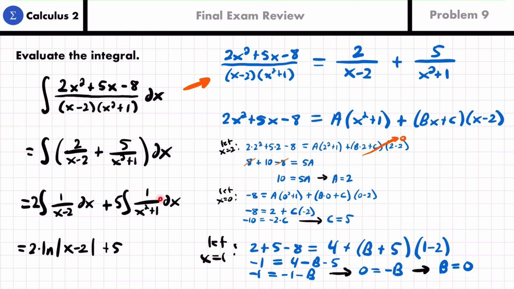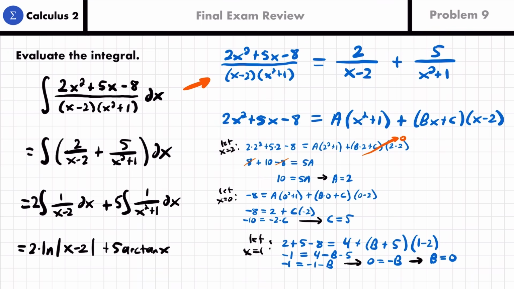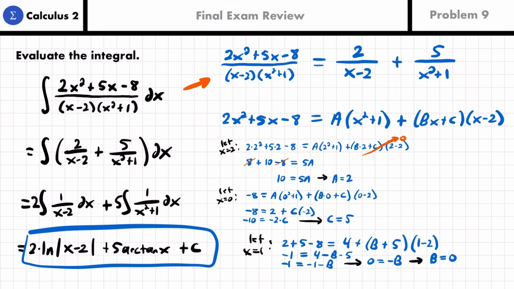The integral of 1 divided by x squared plus 1 is just the inverse tangent function. It's equal to arctangent of x. Okay, so we get 5 times arctangent of x, and then don't forget to add your constant plus c. And that's it. That right there is the final answer for the solution to this integral.